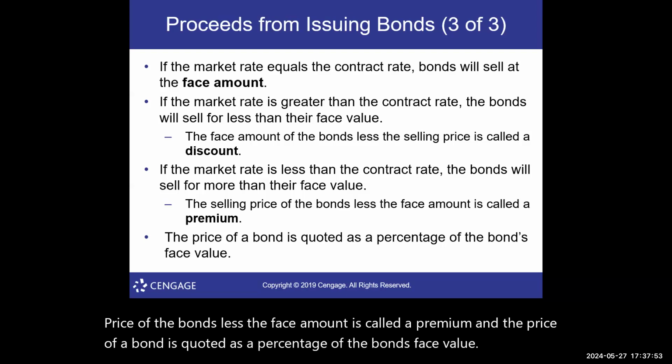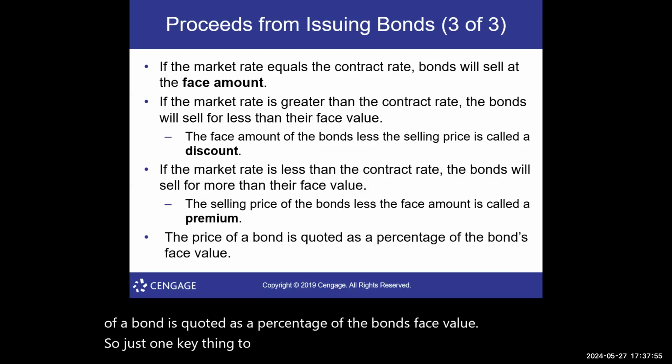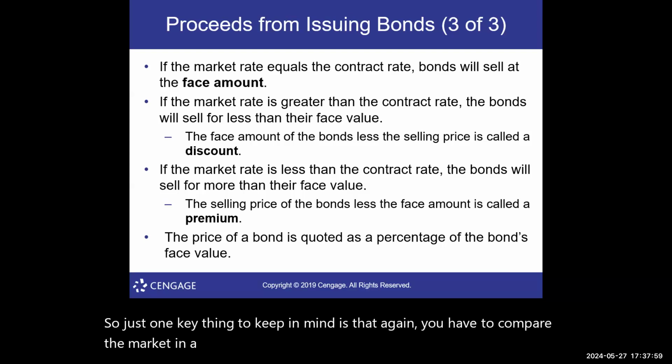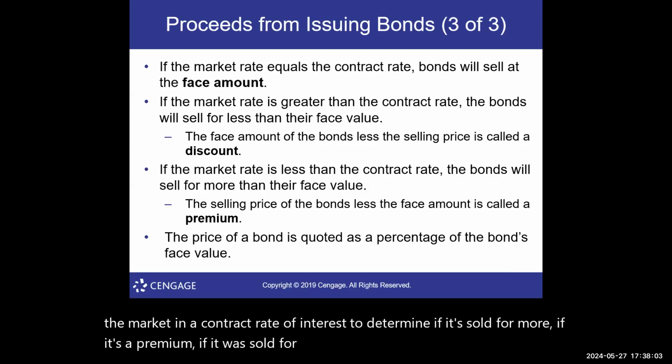So just one key thing to keep in mind is that, again, you have to compare the market and the contract rate of interest to determine if it's sold for more, a premium, if it was sold for less, a discount, or if it was sold for its face amount.